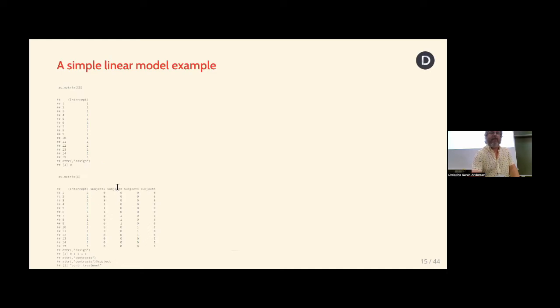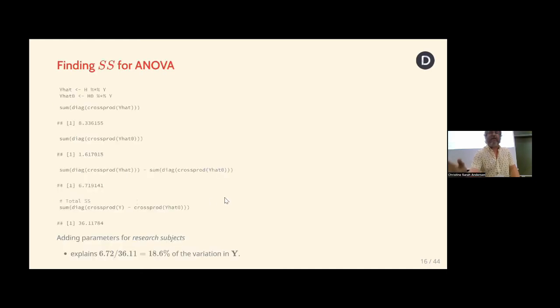Do you see why I'm calling this full and this reduced? This matrix exists in this one, right? And we reduced it by removing parameters. So I compare those things by just taking the difference in sum of those squares, and I get 6.7 here. If I divide that by the total variation in my data, I can say research subject explains 18.6% of my variation. And then I might perform other steps in ANOVA to determine whether I want to reject the null hypothesis that that simple model is useful and go on with the more complex model.